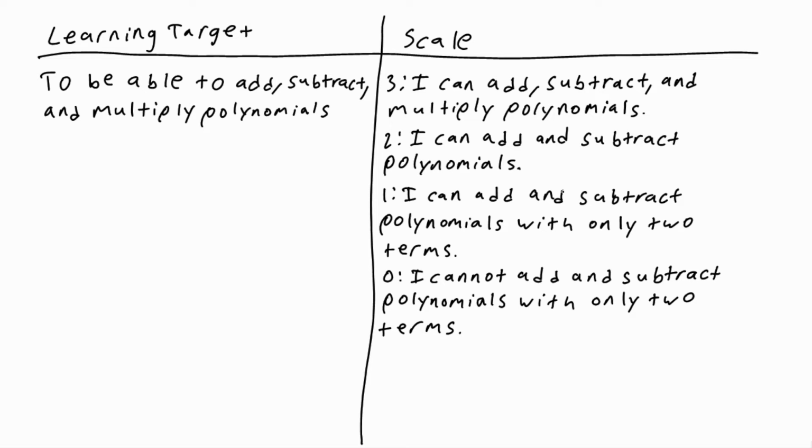The learning target for today is to be able to add, subtract, and multiply polynomials. You're a 3 if you can add, subtract, and multiply polynomials. You're a 2 if you can add and subtract polynomials. You're a 1 if you can add and subtract polynomials, but only with 2 terms. There's only 2 terms there, not more than that. And you're at a 0 if you can add and subtract polynomials with only 2 terms. Let's get started.